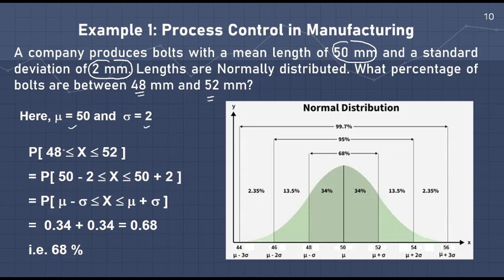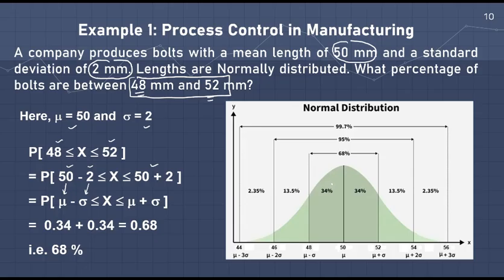So you start your problem with this range, 48 and 52. Here you see your mu is 50, sigma is 2. If you make mu minus 2, that is 50 minus 2, you get 48. And then 50 plus 2, you get 52. That's what I am writing. Instead of mu 50, I am writing mu, and instead of 2 I am writing sigma. So I have to find the probability that x lies between mu minus sigma and mu plus sigma.